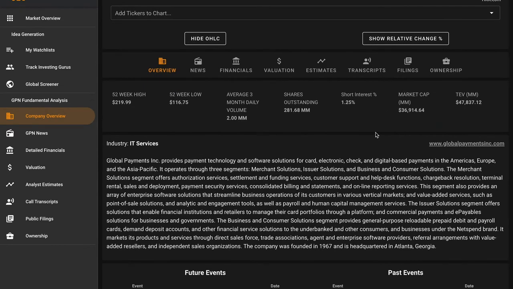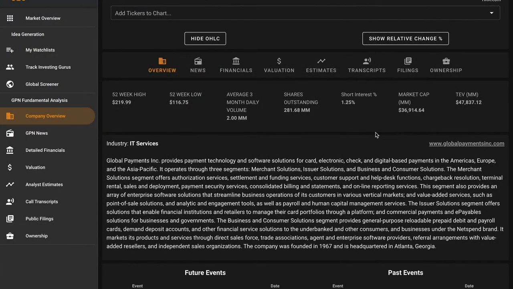As for some background about the company, Global Payments is a leading provider of payment processing and software solutions that focuses on serving small and mid-sized merchants. It operates through three segments: Merchant Solutions, Issuer Solutions, and Business and Consumer Solutions. The company operates in 30 countries and generates about one-fourth of its revenue from outside North America, primarily in Europe and Asia. In 2019, Global Payments merged with Total System Services in an all-stock deal that gave Total System Services shareholders 48% of the combined company's shares. Global Payments was founded in 1967 and is headquartered in Atlanta, Georgia.